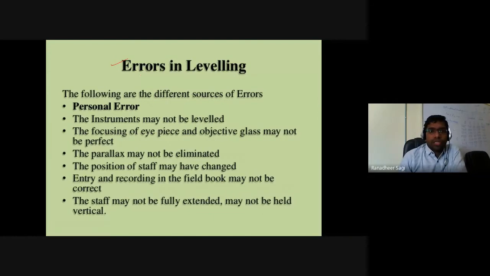Right. The next topic we'll move on with is the different types of errors that we come across in leveling. In general, whenever we talk about errors, we always come across the common types of representative errors only, like personal errors and instrumental errors. Sometimes the instrumental errors we call systematic errors and so on. But otherwise, you don't have natural errors.